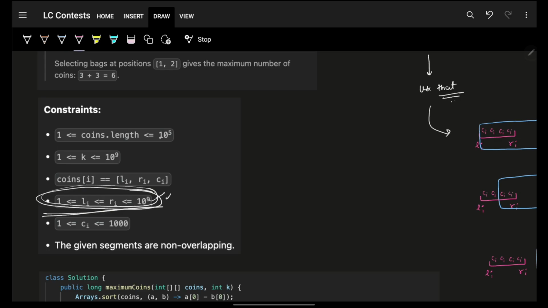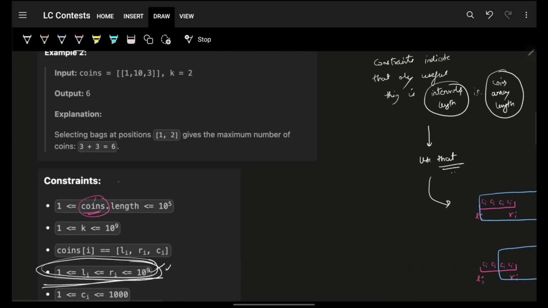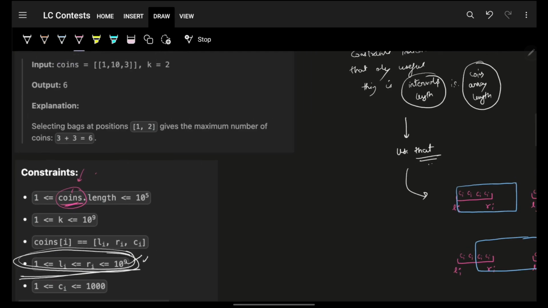So can I do something that I can leverage? Again, when I say interval, please make sure that I am interchangeably using coins and intervals, because coins itself is a coin on that interval. So primarily, whenever I'm speaking, I will leverage by saying intervals, but make sure that in the code we will refer by coins, because this is what the input problem is.